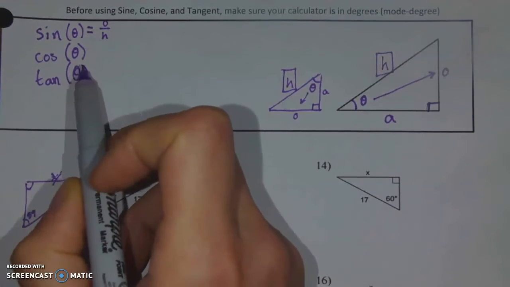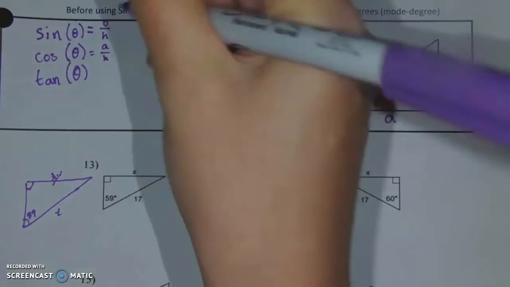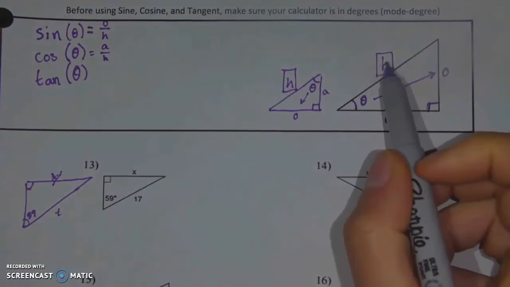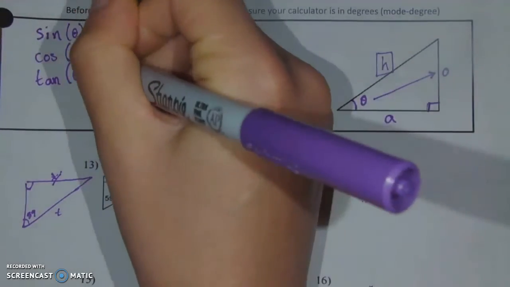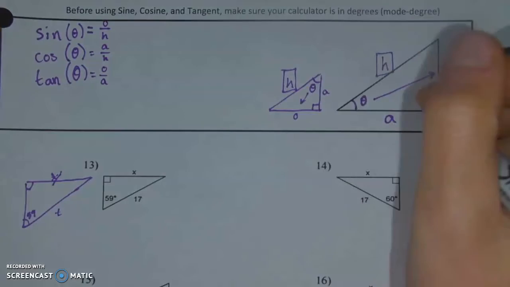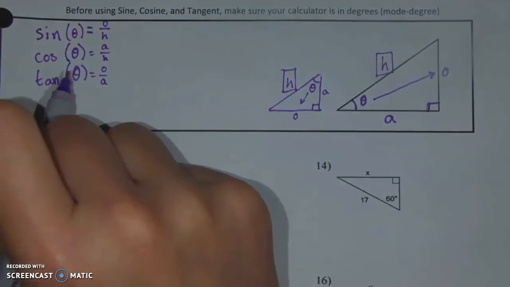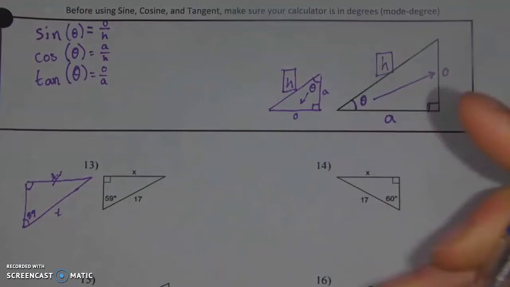And the cosine is going to be the adjacent over the hypotenuse. And the tangent is going to be the opposite over adjacent. So those are the three relationships between the sides. The order does matter here. And there's a nice way to remember these, okay?